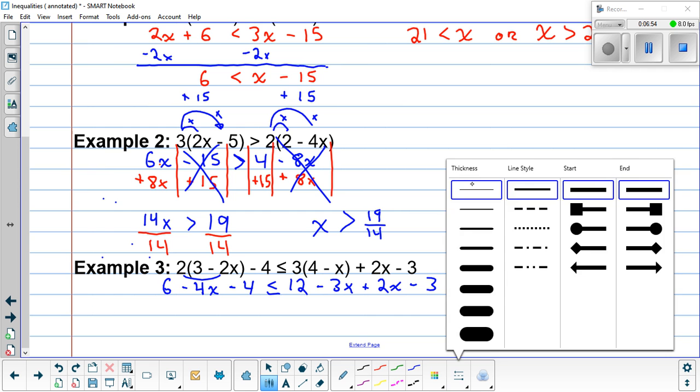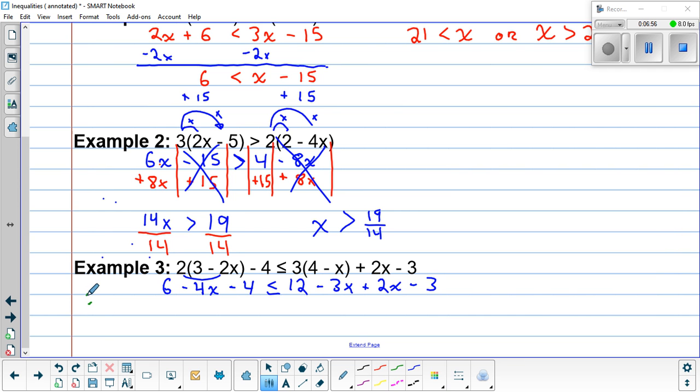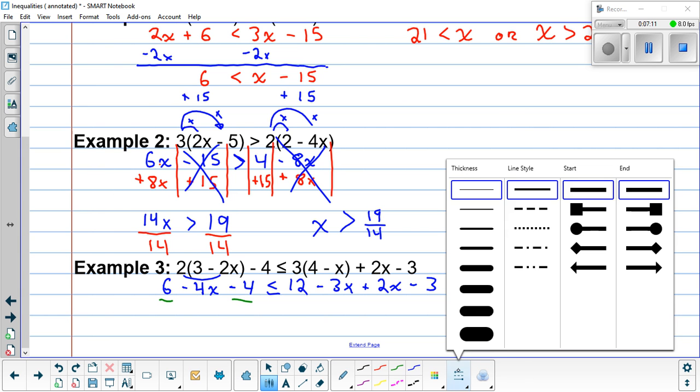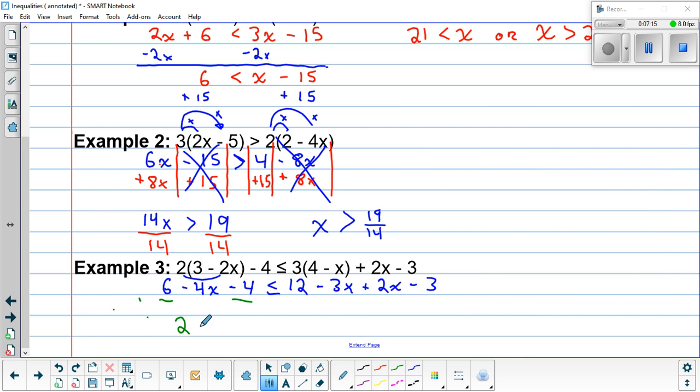Before we actually start moving stuff around, I want to simplify. Because the more we can simplify, the less stuff we're going to have to actually take away or divide, add, etc. So on the left-hand side, let's look at this. We have 6 and negative 4. Well, we know we can write 6 and negative 4 together as simply 2. So we have 2 minus 4x on our left.